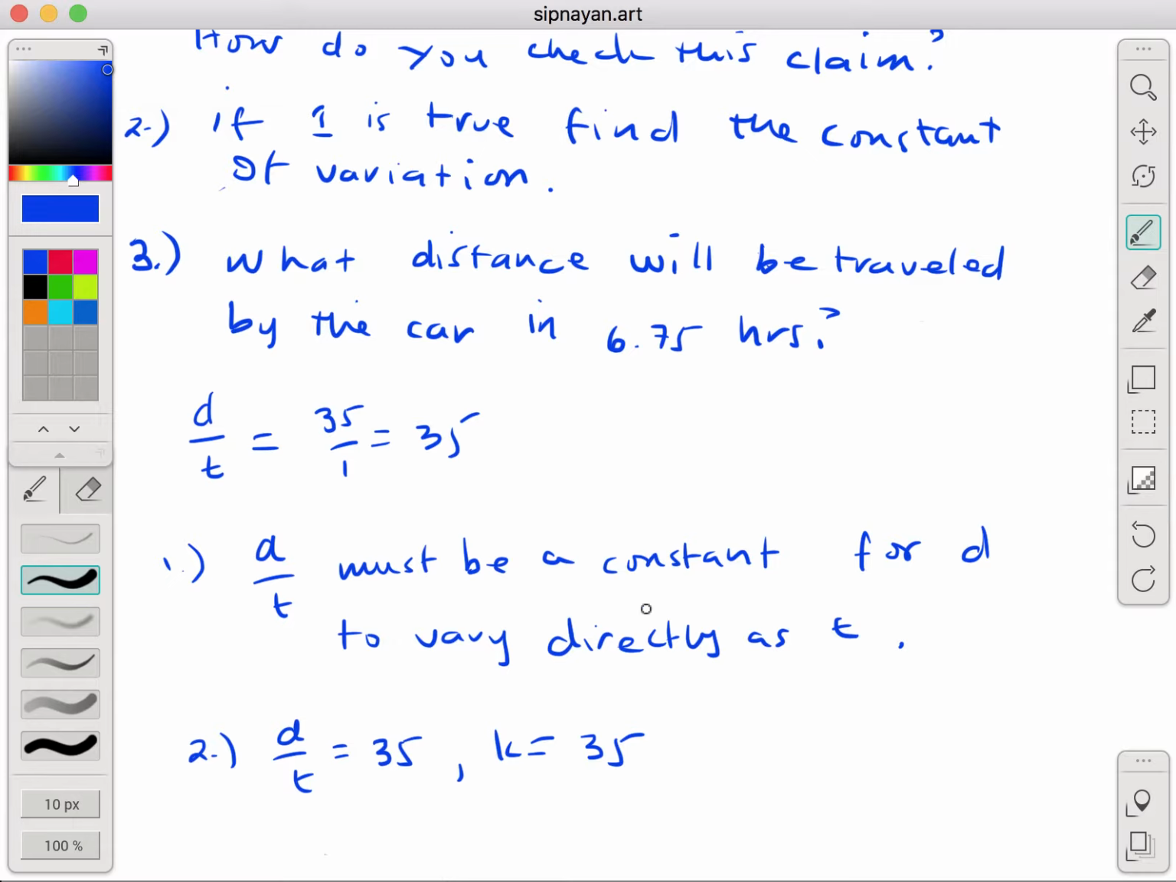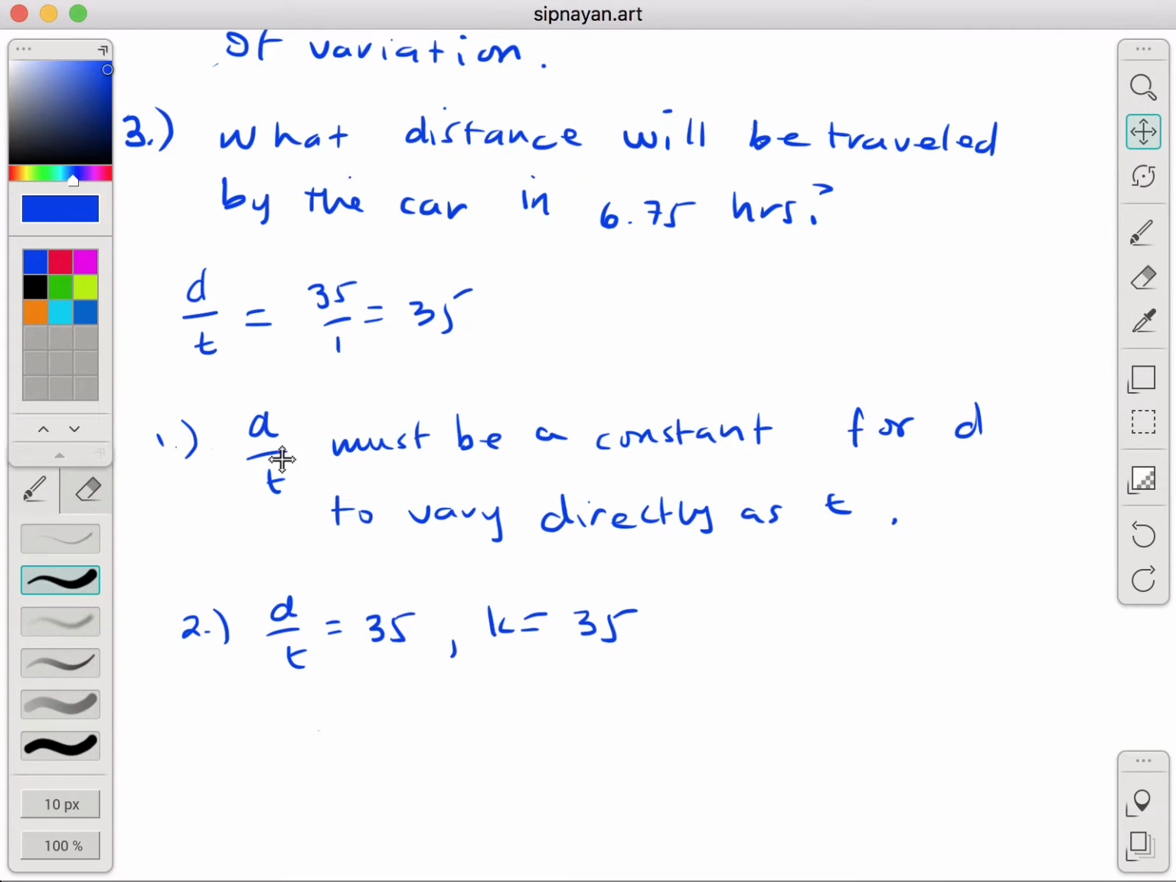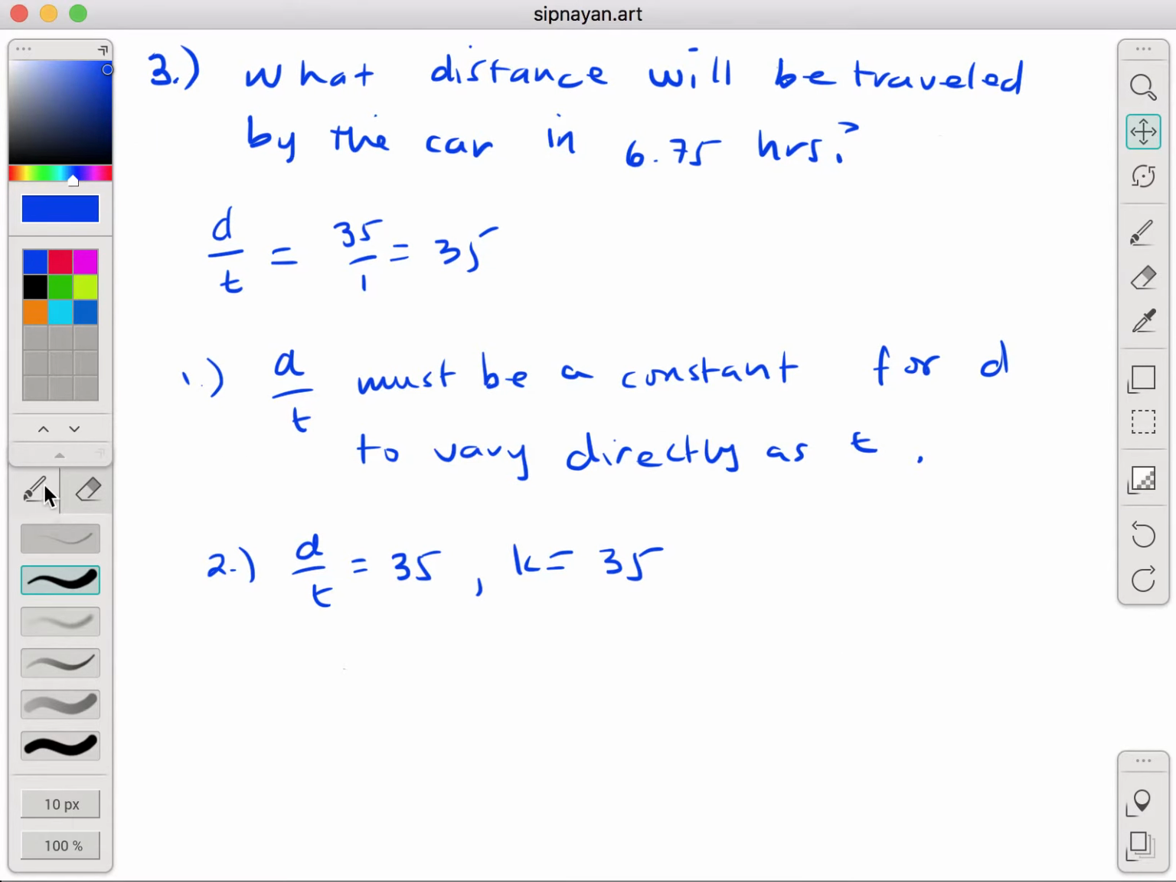What distance will be traveled by the car in 6.75 hours? So, mangyayari dito is, ano ba yung equation muna natin? Siguro maganda malaman muna natin yung equation, di ba? So, ang K natin is 35. So, since D varies directly as T, we can write D is equal to KT, where K is our constant of variation. So, meaning D equals 35T.